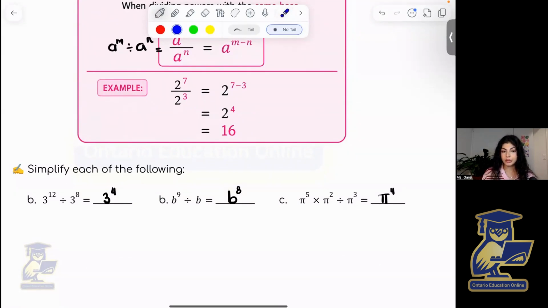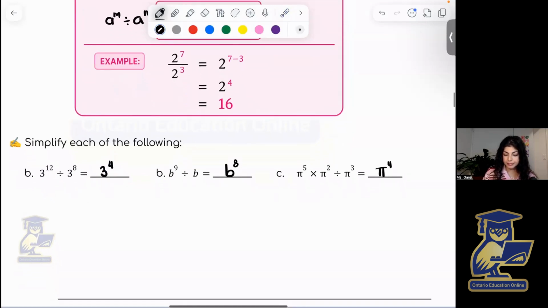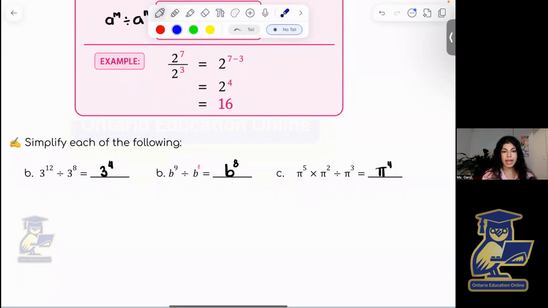So these are the values you should have gotten. So here, 3 to the power of 12 divided by 3 to the power of 8 will give us 12 minus 8, which is 4. Again, keep the same base. Here we have that hidden exponent of 1. So we would have 9 minus 1, which gives us 8. And again, keep the base b.